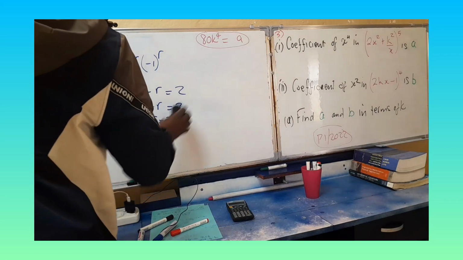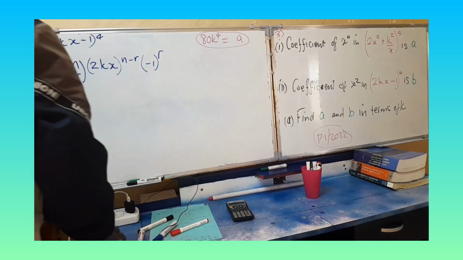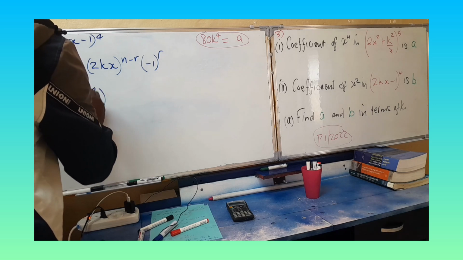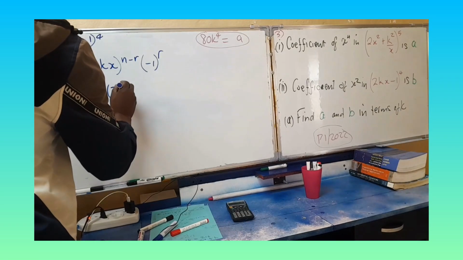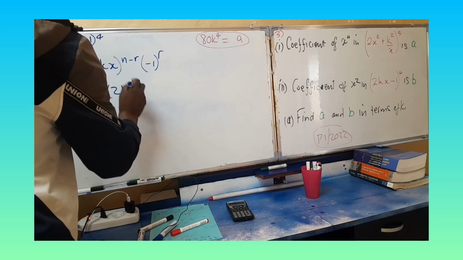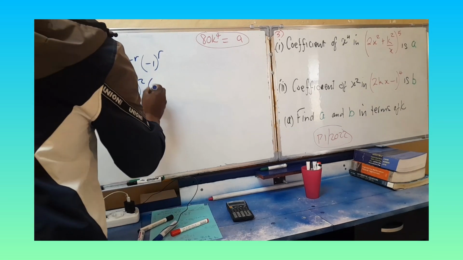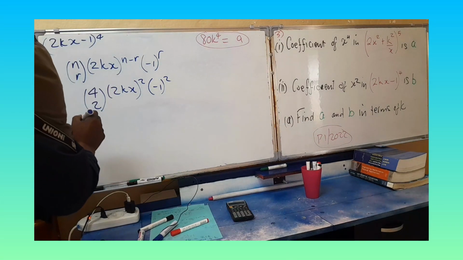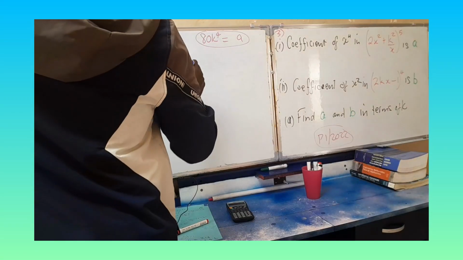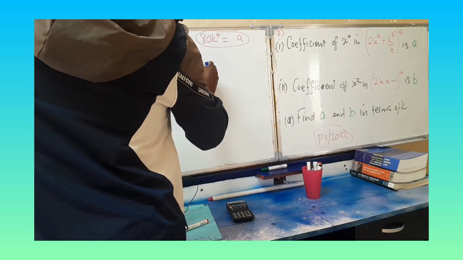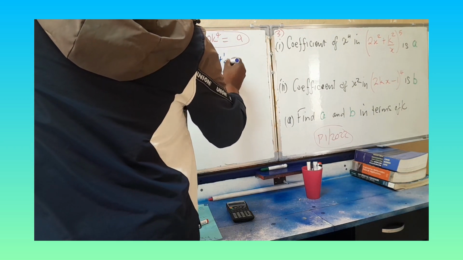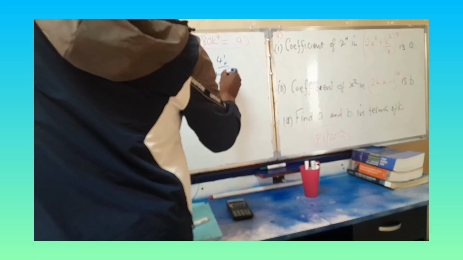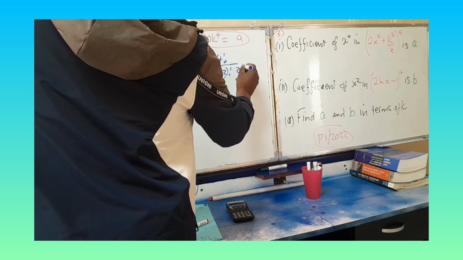So that will give us, we can fit in everything there. We have 4C2, multiplied by 2k x, n minus r is 2, minus 1 to the power 2, which of course is just 1. Then we are left with 4C2. Remember, 4C2 is equal to 4 factorial over 4 minus 2 factorial over, again, 2 factorial.